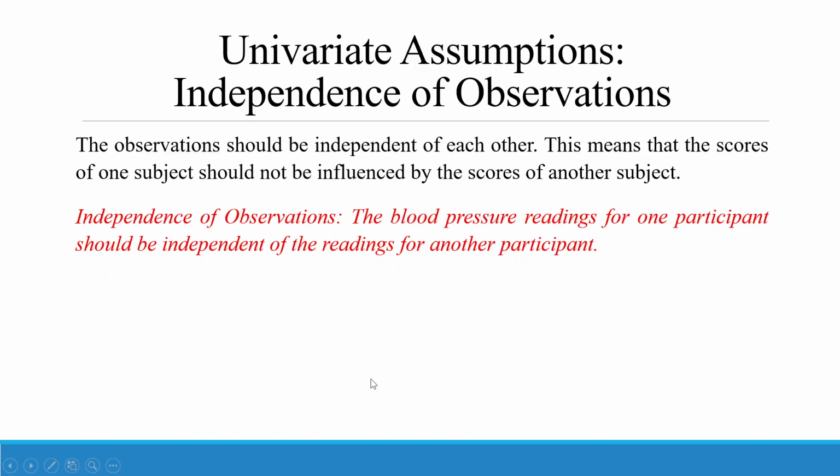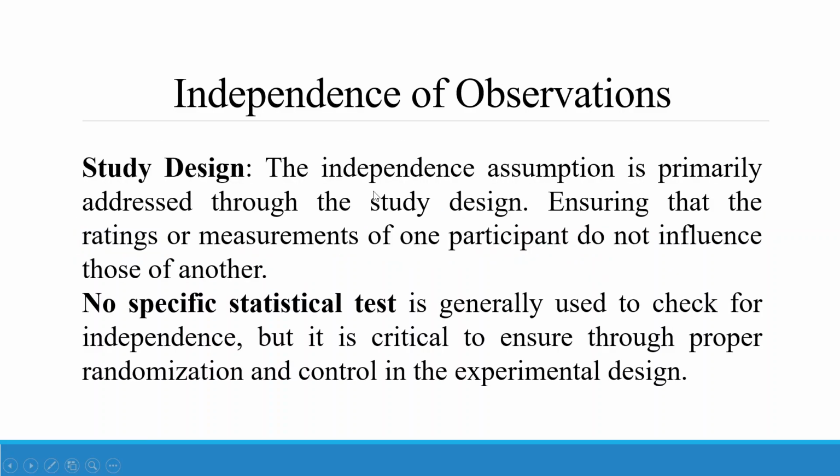The next assumption is the independence of observations. The observations should be independent of each other. This means that the score of one subject should not be influenced by the scores of another subject. An example of it is that the blood pressure readings for one participant should be independent of the readings for another participant. Now, how can we achieve this independence of observations?